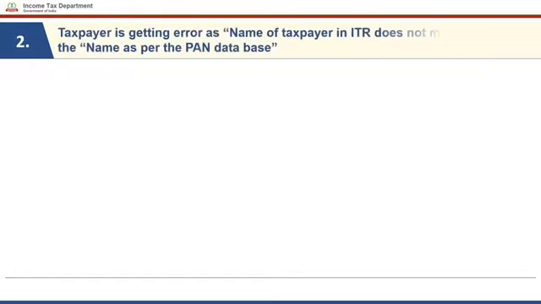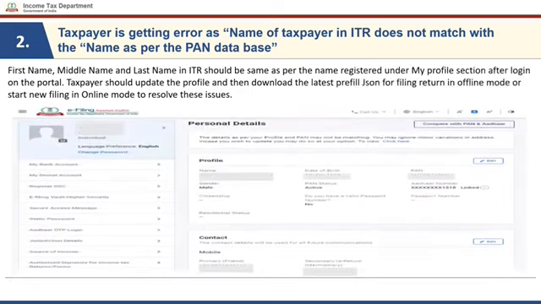Another issue can be that the taxpayer is getting error as name of the taxpayer in ITR does not match with the name as per PAN database. If your name as per PAN database is not matching with the name as per ITR, you're advised to update the profile and then download the latest pre-filled JSON for the purpose of filing return in the offline mode. If you're filing the return in the online mode, you're advised to start new filing to resolve these issues.